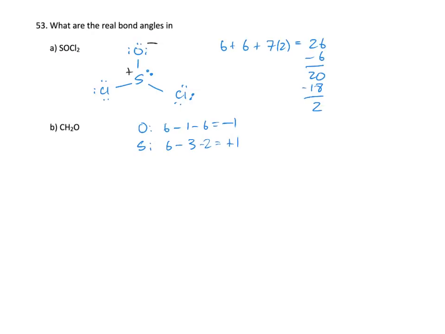So we would like, if possible, to eliminate these formal charges, and we can actually do so by making a double bond between the oxygen and the sulfur using a pair of electrons from the oxygen. Now that would cause the sulfur to exceed its octet. If we bring one down here, what we would end up with is a structure which looks like this.